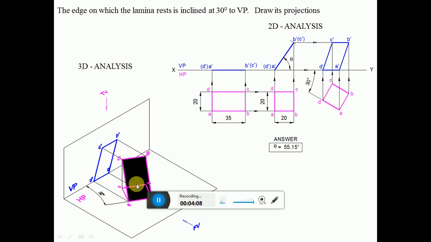So how to construct this again in the third position? Since the edge on which the lamina rests is inclined at 30 degrees to VP, which is the edge resting on HP? A dash D dash, which is parallel to HP, so I am getting the true length here. The inclination given is also a true inclination. You consider any point on the XY line and draw a 30 degree line. Then measure the length from A to D using the compass. Consider any point on that 30 degree line, and cut it on this to get AD.